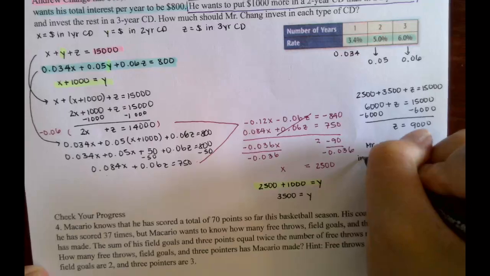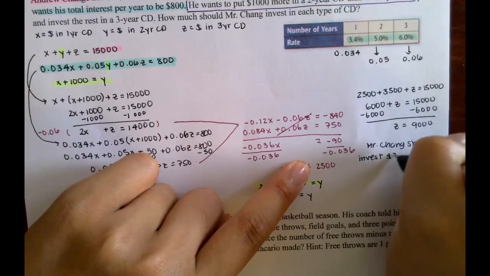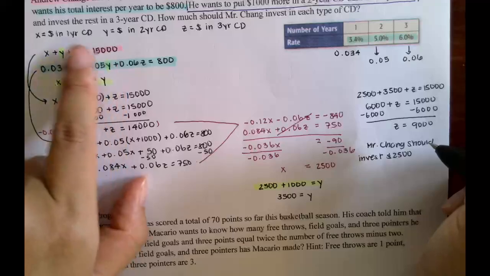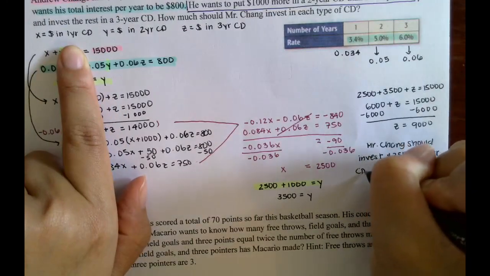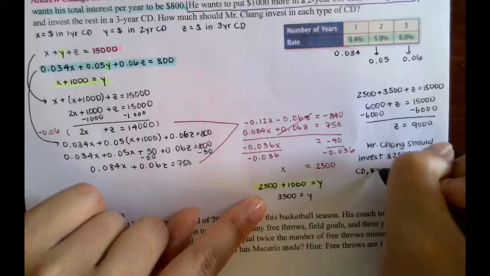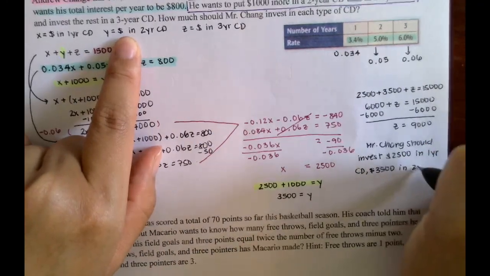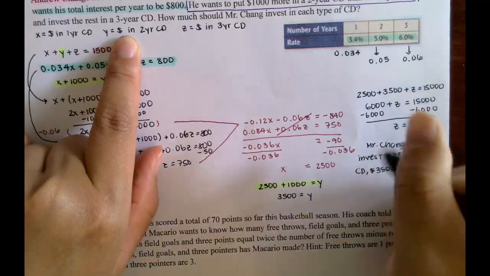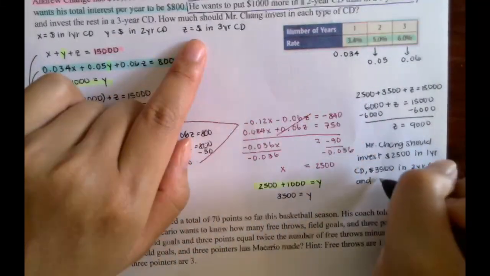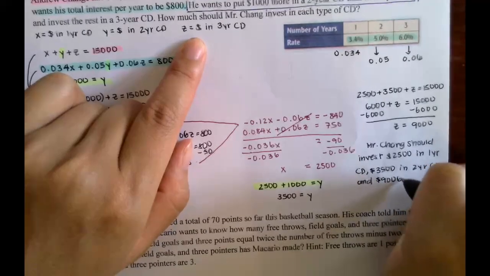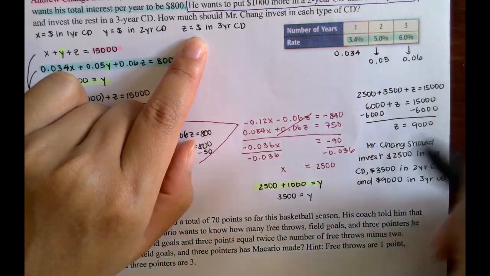should invest, okay, starting with x, 2,500 in a 1-year CD, and y, 3,500, and that is in the 2-year CD. And z is the 9,000 in a 3-year CD. And there you go.